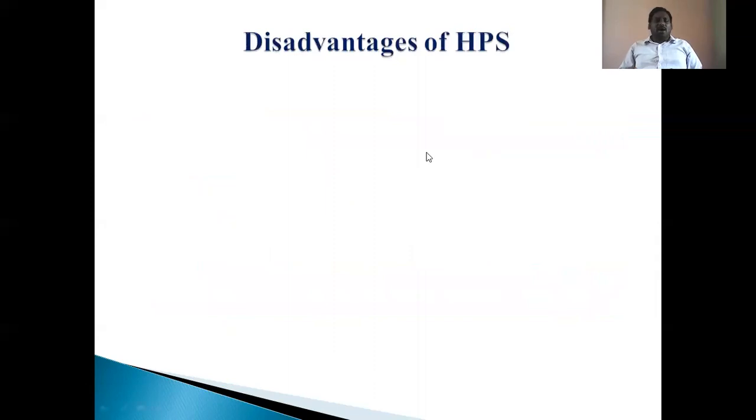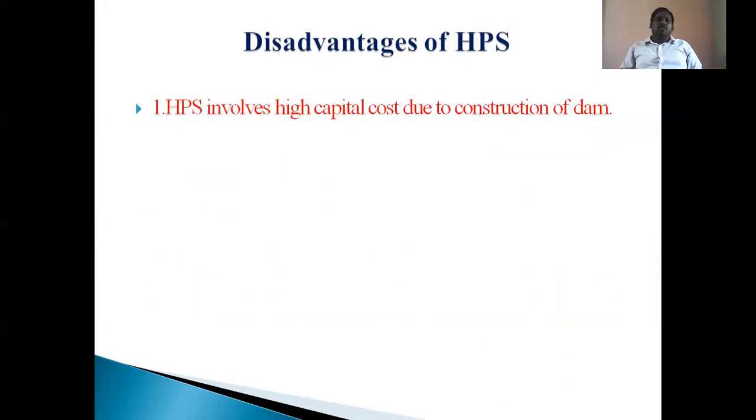And some disadvantages are also there in hydroelectric power stations. Those are, it involves high capital cost due to the construction of the dam. A huge amount of investment is there for the construction of the dam in a hydroelectric power station.